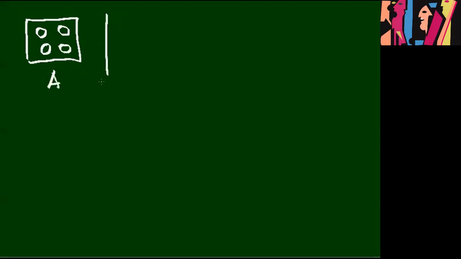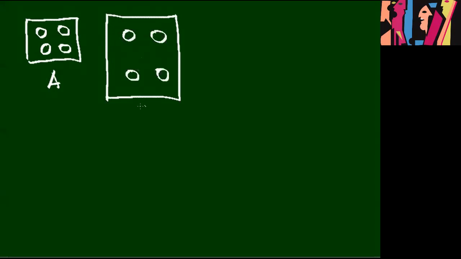Let's consider two objects. Have a look at maybe two boxes. It contains one, two, three, four atoms. Let's call that object A. And here's object B. It also contains one, two, three, four atoms.